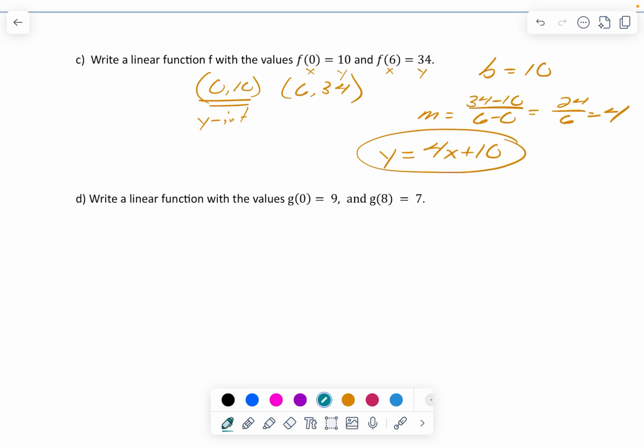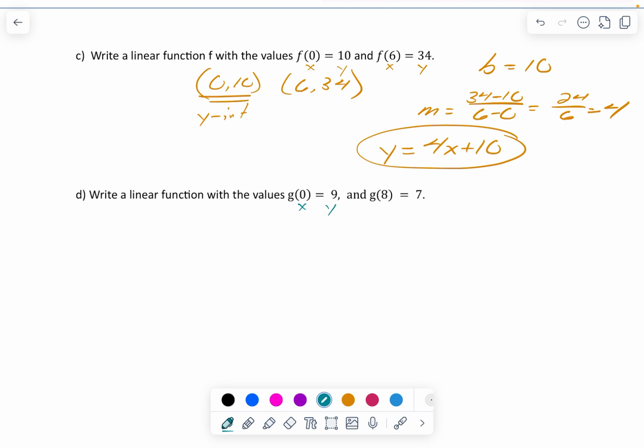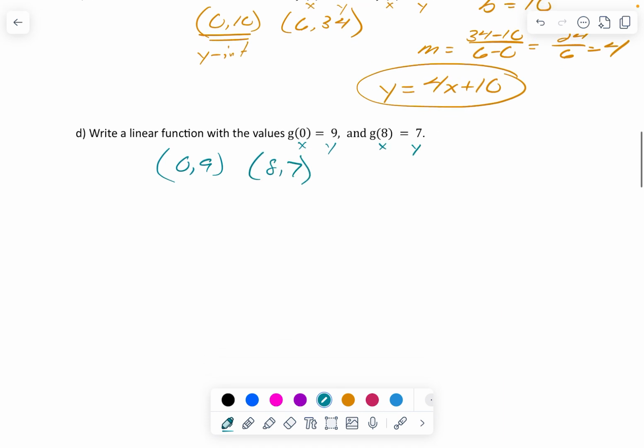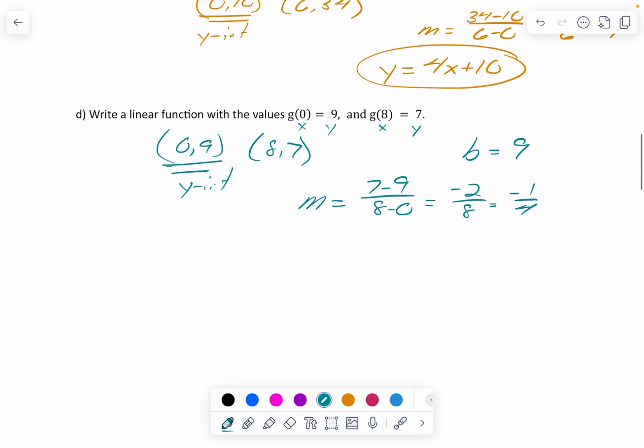Here, same thing. When x is 0, y is 9. So 0, 9 is one ordered pair. When x is 8, y is 7, 8, 7. That is my y-intercept when x is 0, so my b is 9. Let's figure out our slope. 7 minus 9 over 8 minus 0. Negative 2 over 8, negative 1/4. So y equals negative 1/4 x plus 9.